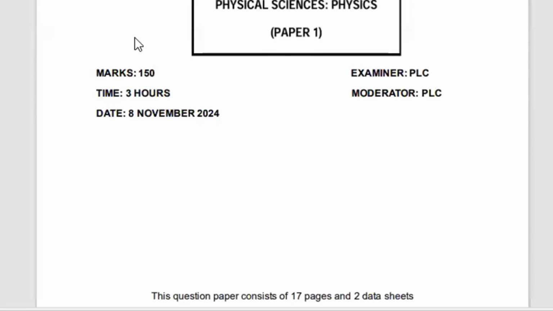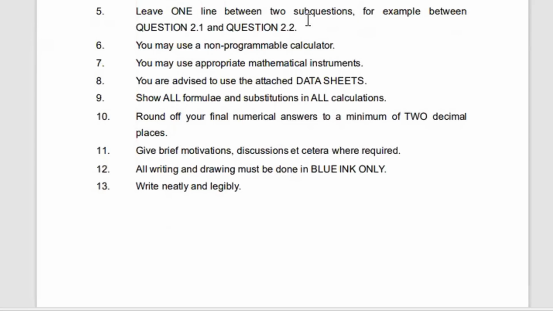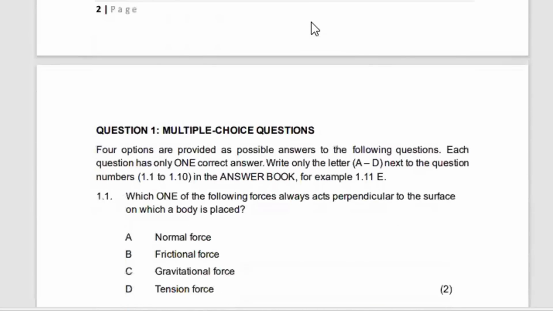Yet another episode where we shall be looking at the November 2024 Paper 1 for Physical Sciences, Grade 11. Okay, so this is just a suggested memorandum of the paper that one of the districts wrote. So we have how many questions? We have 10 questions. We must answer all of them and follow all the other instructions.